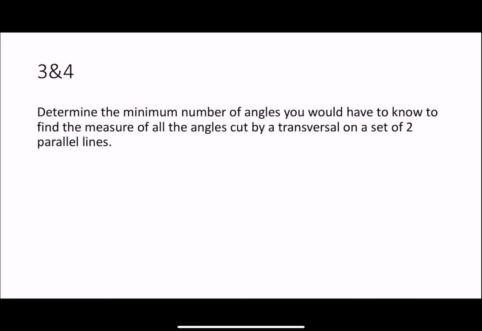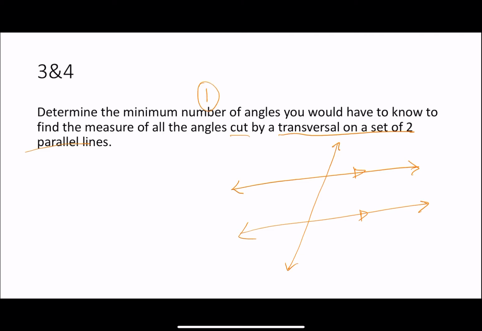So this was both questions 3 and 4. Determine the minimum number of angles you would have to know to find the measure of all the angles cut by a transversal on a set of two parallel lines. That's a lot to know and read. So transversal, cut, and set of two parallel lines. So two parallel lines. All right. And it's cut by a transversal. The minimum number of angles you would need to know would be 1.